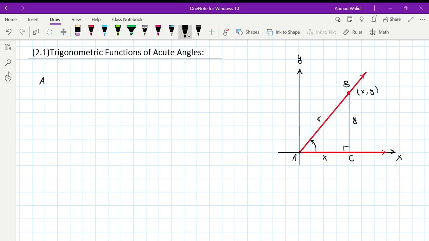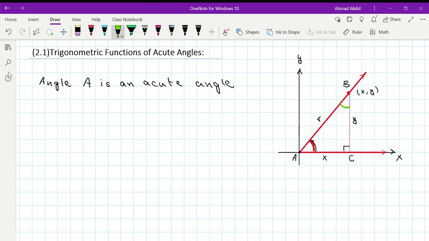angle A, which is this angle, if I want to mark it for you, this angle, angle A, is an acute angle. Also, if you look at this diagram, angle B is also acute, correct? Angle B is also another acute angle.